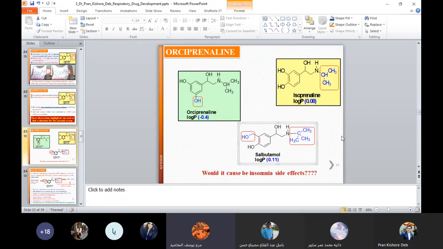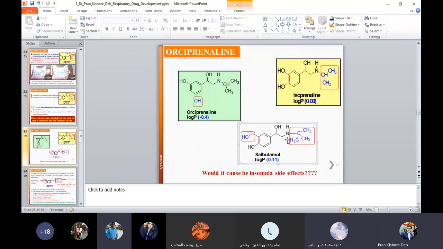Tell me the advantage. Longer duration. Okay. Is it stable to COMT? It is stable to COMT. How about the sulfokinase? No, not stable. It is also stable to sulfokinase. You see, it is not a catechol system. And moreover, because of the presence of CH2OH, it will create a steric hindrance to the next OH. So sulfokinase cannot attack. Salbutamol is stable to both COMT and sulfokinase.